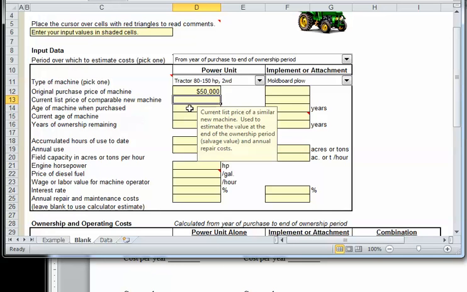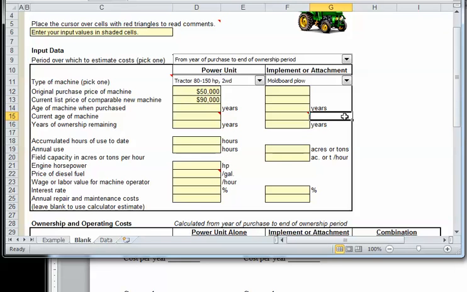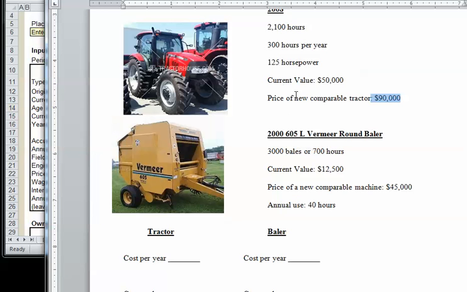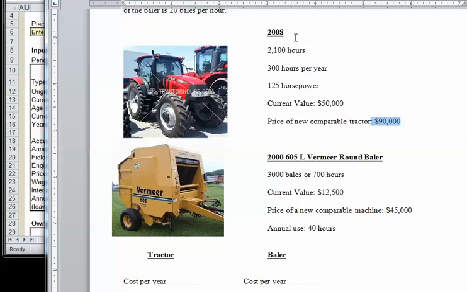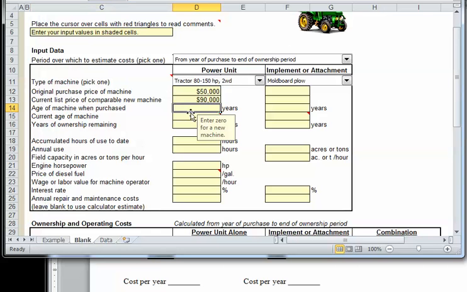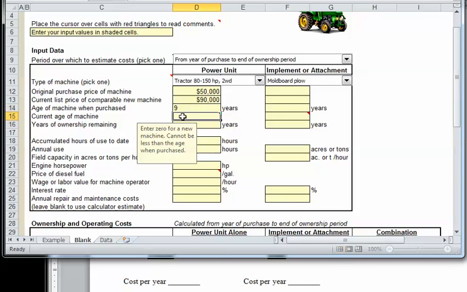How did I get that? You look off Tractor House or any other type of website that is advertising tractors, and you can estimate. Just estimate a new machine of comparable horsepower. Age of machine when purchased. This is a 2008, and this is the year 2017. So we will go ahead and call this a 9-year-old tractor. That's the current age of this machine also.